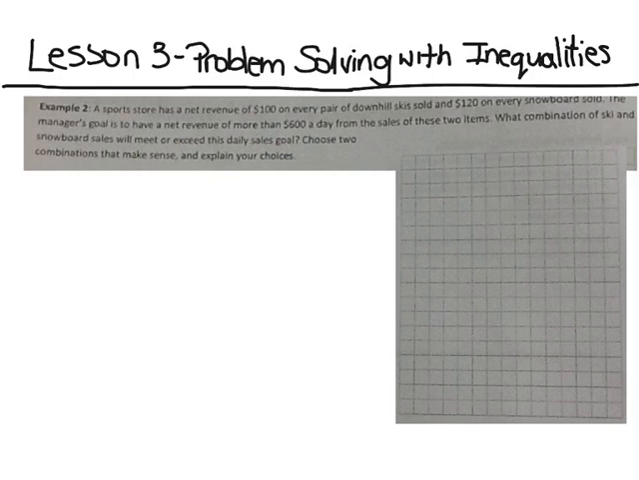Okay, example 2. A sports store has a net revenue of $100 on every pair of downhill skis sold and $120 on snowboards. The manager's goal is to have a net revenue of more than $600 a day from the sale of these 2 items. So we want to find the combination of skis and snowboards for this to work. So let's say let S equal the skis and B equal the snowboards.